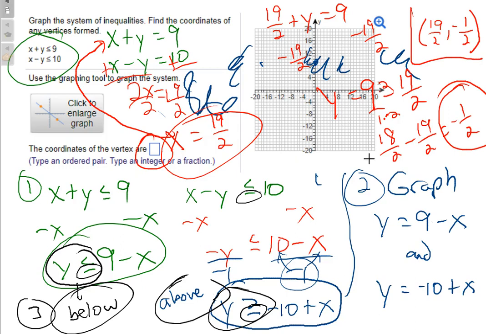So this is the vertex. This is where the two lines cross. That's what you want to type in there.